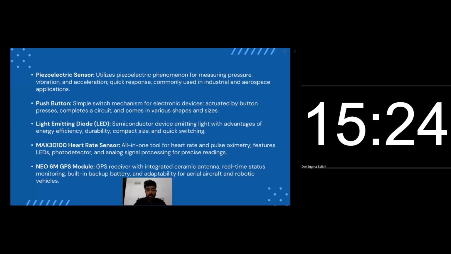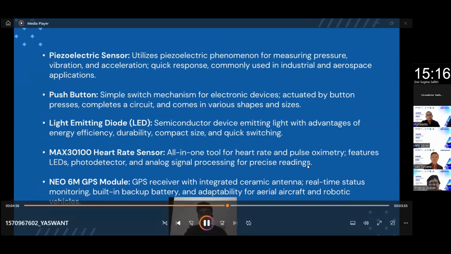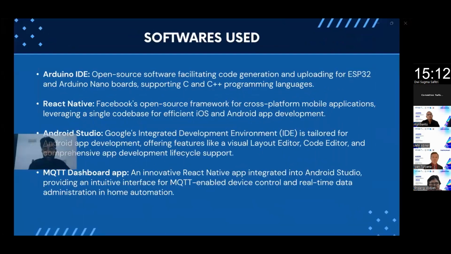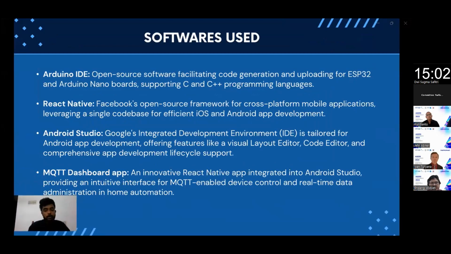A 400 heart rate sensor to measure the heart rate. And we used a Neo 6M GPS module for GPS location of the elderly people. The software used are Arduino IDE, an open source software facilitating code generation, and React Native, a Facebook's open source framework for cross-platform mobile applications.